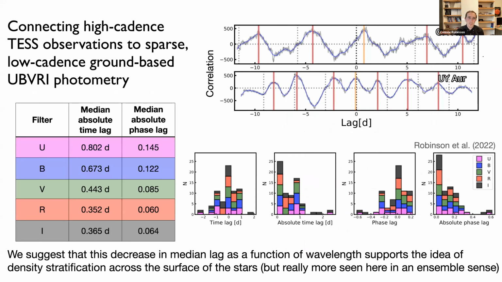We did a similar sort of analysis with our UV-VRI photometry, but it's a little trickier because of the sparse time sampling that we have for these. But in general, we see that as you go to shorter wavelengths, the time lags become longer, which again is in agreement with our interpretation from our HST data.